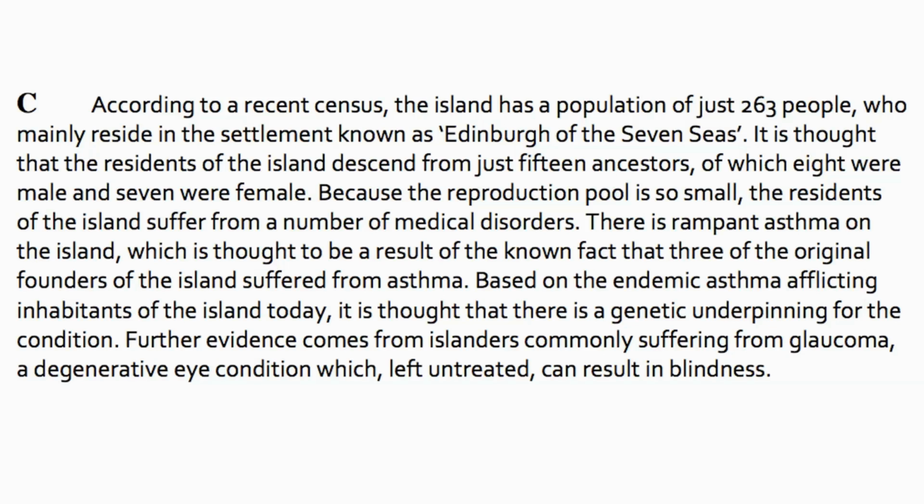There is rampant asthma on the island, which is thought to be a result of the known fact that 3 of the original founders of the island suffered from asthma. Based on the endemic asthma afflicting inhabitants of the island today, it is thought that there is a genetic underpinning for the condition. Further evidence comes from islanders commonly suffering from glaucoma, a degenerative eye condition, which, left untreated, can result in blindness.